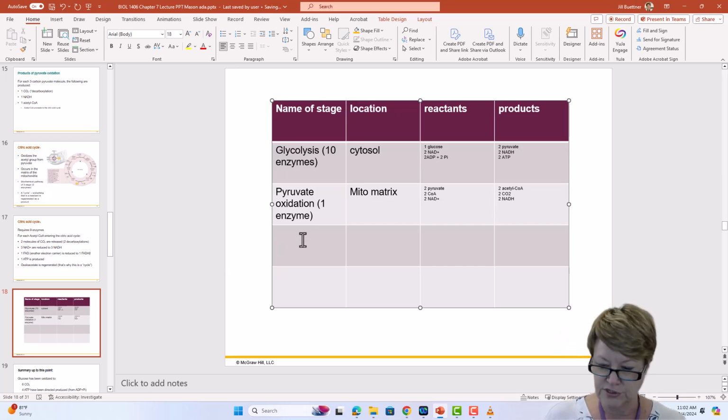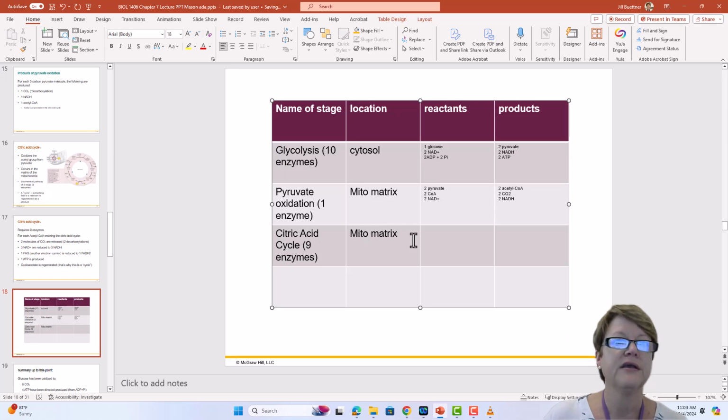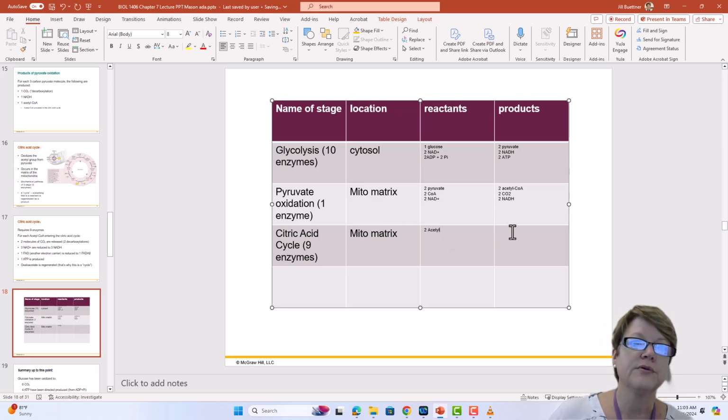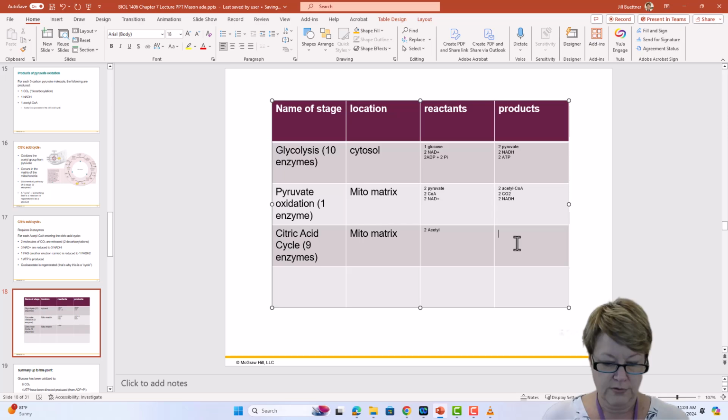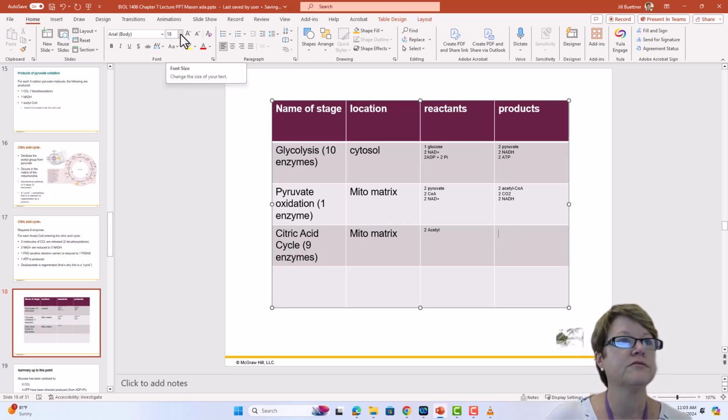And then the last one that we've just talked about is the citric acid cycle, or the Krebs cycle. This one is 9 enzymes. It's a cycle. The location, we're still in the mitochondrial matrix for the cells that have that. And then for reactants and products, we're going to take the 2 acetyl-CoAs, that I'm just going to say 2 acetyl. Nobody worries too much about CoA. 2 acetyls that we started with, and we're going to generate 4 CO2s from those.